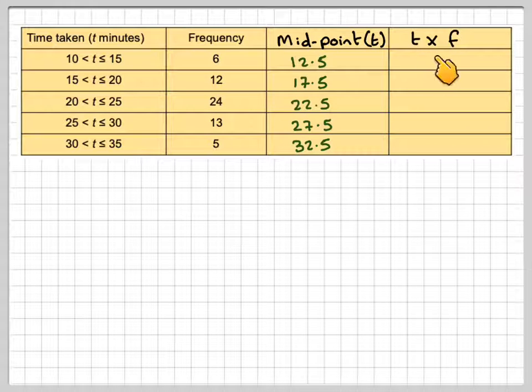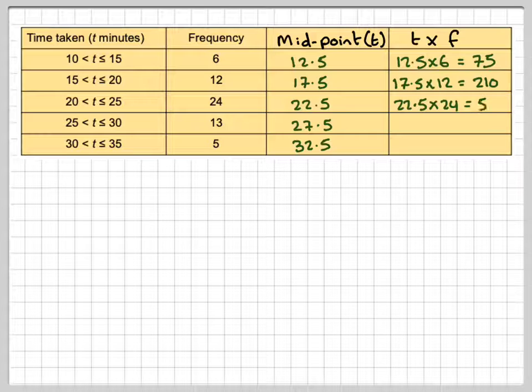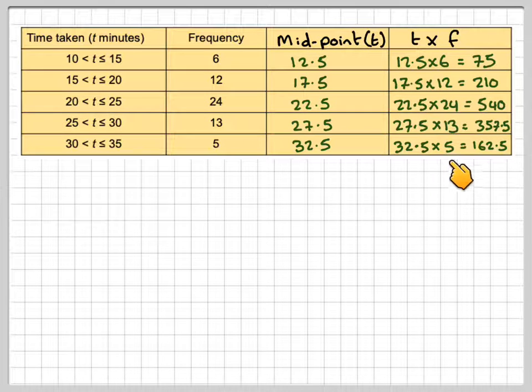And then we've got time times the frequency. So we'll take this as our value of t, and this is our frequency. So we need to do 12.5 times 6, which is 75. 17.5 times 12, which is 210. 22.5 times 24, which is 540. 27.5 times 13, which is 357.5. And then 32.5 times 5, which is 162.5.